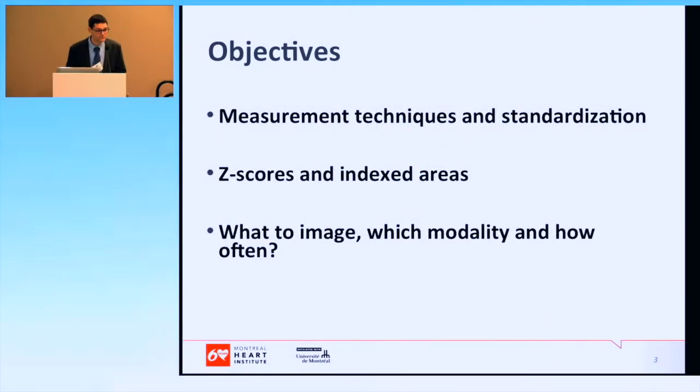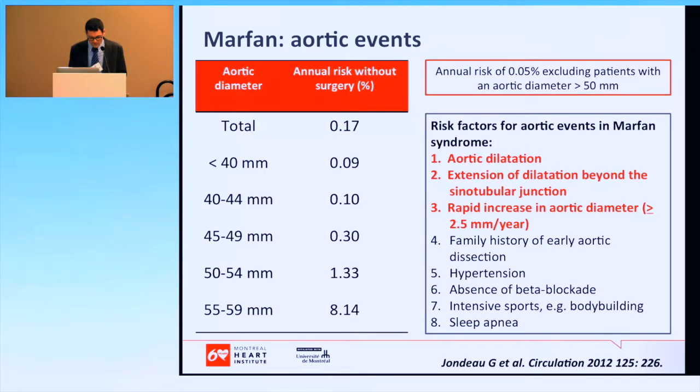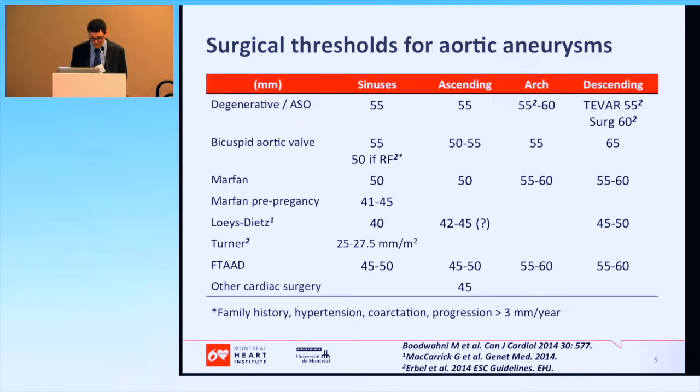So I was asked to speak about measurement techniques and standardization, Z-scores and indexed areas, and what to image, which modality, and how often. When we see patients with aortic disease, a lot of what we do relies on the diameter, including the seminal data about the risk of dissection in Marfan syndrome that is essentially based on the size of the aorta. Surgical indications for aortic aneurysms are also based on diameters, and 1 millimeter can make the difference between surgical and non-surgical.